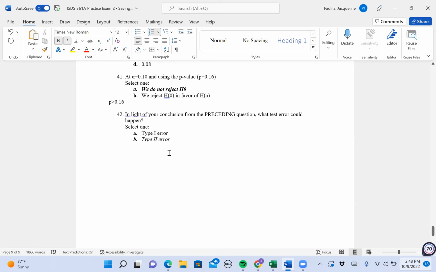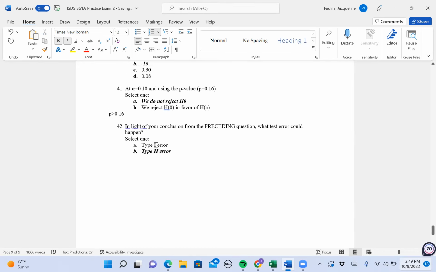And then moving on to the last question, 42, it says, in light of your conclusion from the preceding question, what test error could happen? So in this case, the test error, we have two types. So going back to the previous question, we did not reject the null hypothesis. So because we failed to reject the null hypothesis when it is false, that means that the error that could happen is the type 2 error. So this all kind of depends on what we got, whether or not we rejected it or we did not. And because we did not reject it, that means that the error that could happen would be the type 2 error.